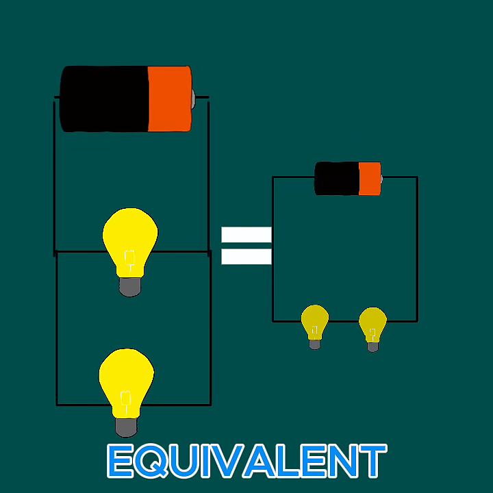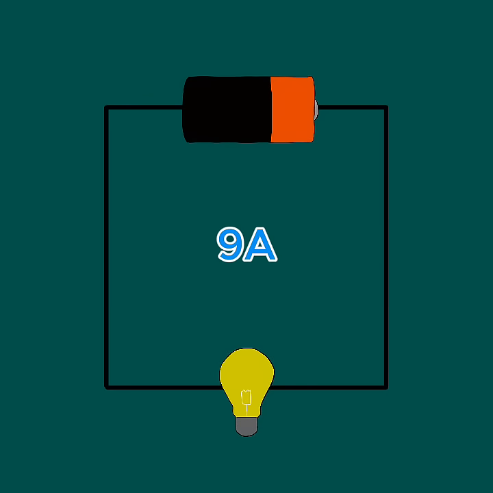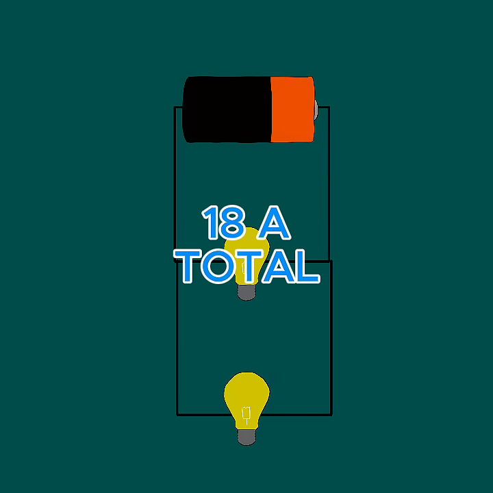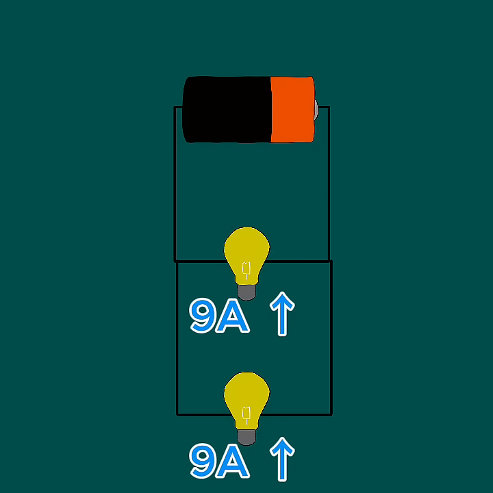Let's look at an example. In this circuit, there are 9 amps of current running through it. If we add another track, there is a total of 18 amps. However, in this branch of the circuit, there will be 9 amps like before.